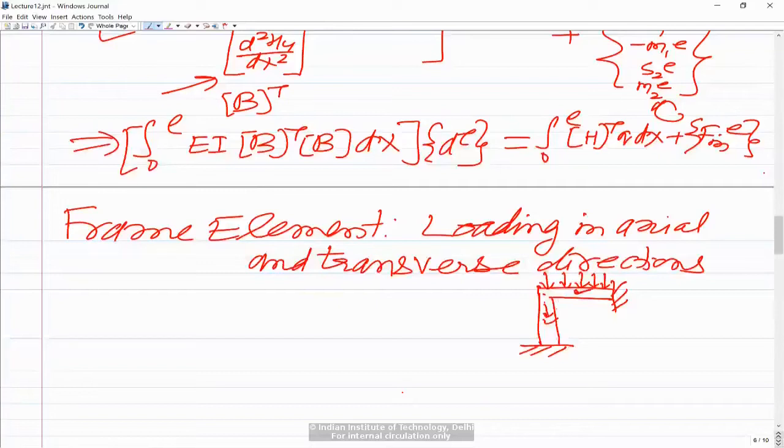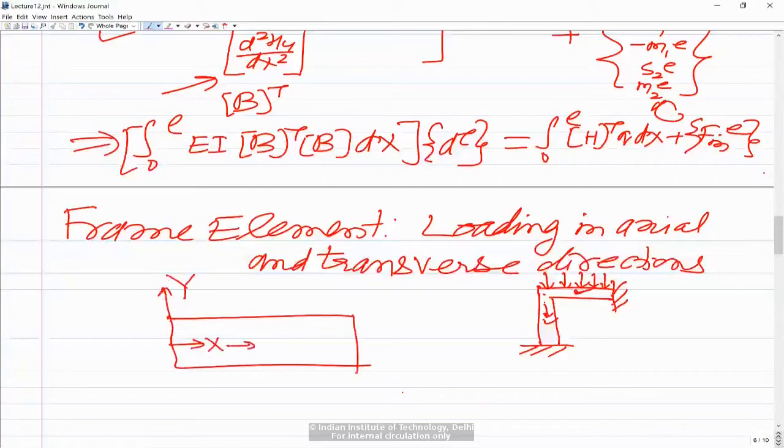So you have to handle this kind of a situation. For this we have the frame element, in which we have both axial force and transverse force, and the degrees of freedom include both the displacement along the axial direction and the transverse displacement and the slope. Now if I draw the element, I am still talking about a two noded element. So this is the element. The local coordinate system is, this is the local x axis, and the local y axis is capital Y right now. And in the element there is a force along the x direction.